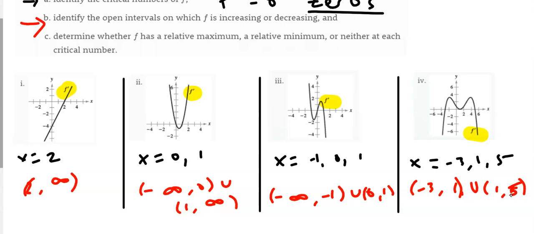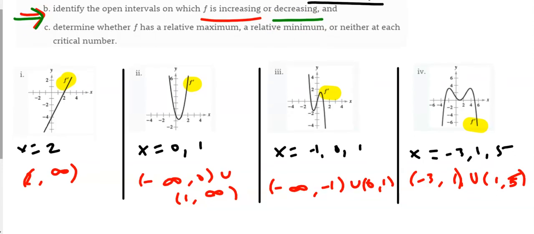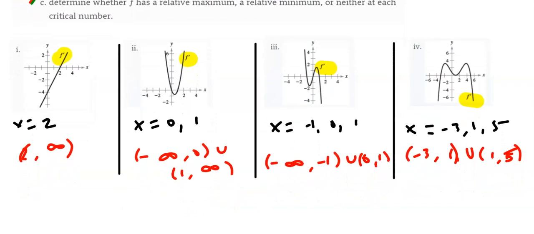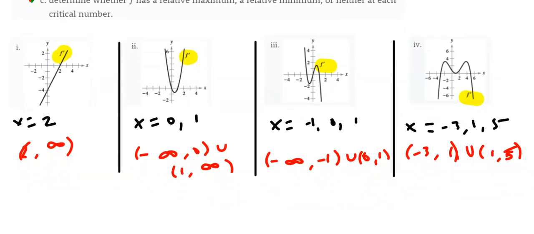Okay, that's where f is increasing. Decreasing. So decreasing is where f prime is going to be under the x-axis. So on this first graph, negative infinity to 2. On the second graph, 0 to 1, because that part is where f prime is underneath the x-axis.